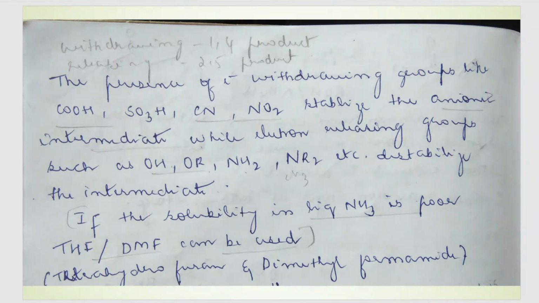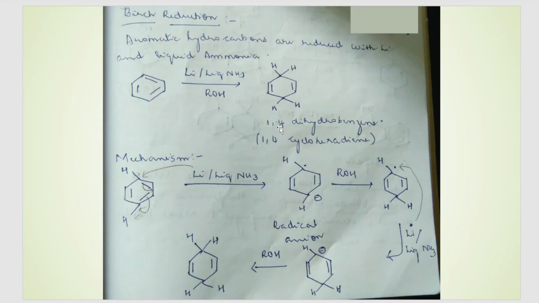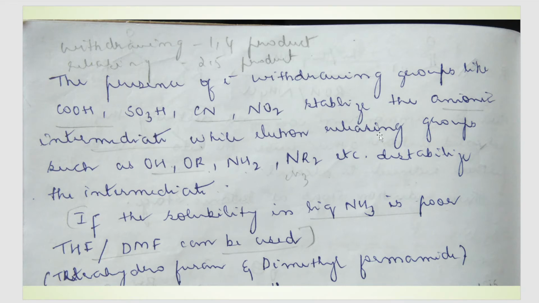You know that two types of groups can be substituted on benzene: electron withdrawing groups and electron donating groups. If the substituent present on the benzene is an electron withdrawing group like CHO, cyanide or nitro group, then they stabilize the anionic intermediate. That is, the anionic intermediate that is formed here is stabilized if the group attached here is an electron withdrawing group.